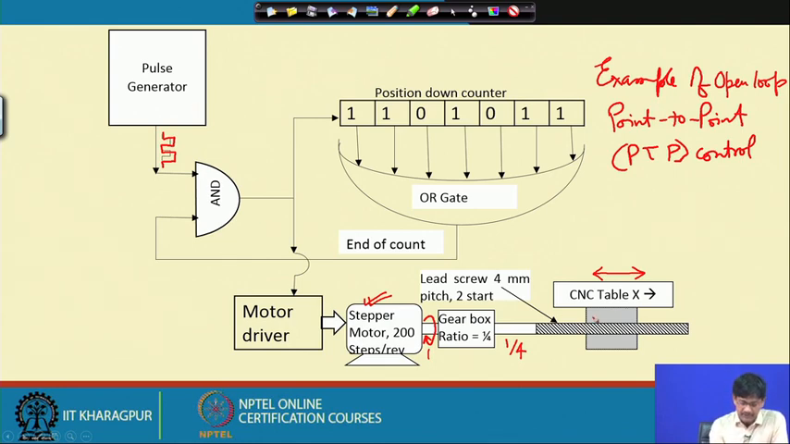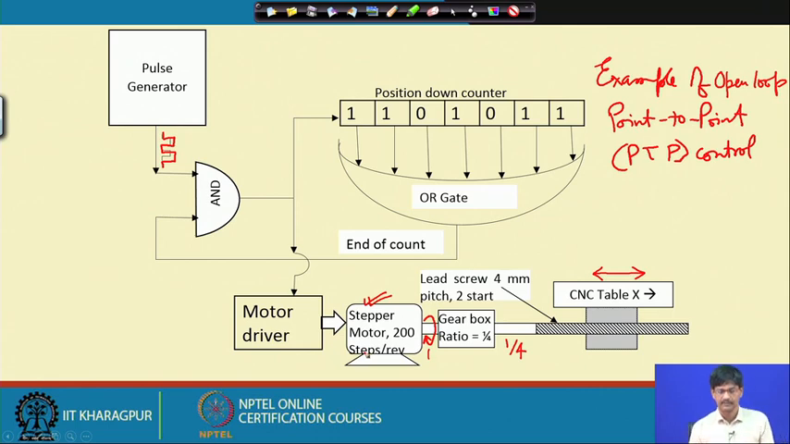So, if I change the frequency of the pulses, the speed of the CNC table will change. If I change the number of pulses going through and ultimately reaching the motor, the extent of motion will be controlled. If I control the sequence, the pattern of pulses coming out from the pulse generator, okay, then this will be either moving this way or that way. So many possibilities of control are there.